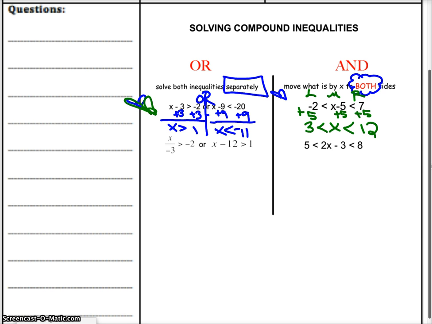Okay, another or, x over negative 3 is bigger than negative 2, or x minus 12 is bigger than 1. So or says solve them both separate, so I'm going to solve them separate. How do I move that negative 3? Yeah, I'm going to multiply by a negative, so I need to flip. So multiply by negative 3, multiply by negative 3. Flip the inequality. Negative 2 times negative 3 is positive 6.